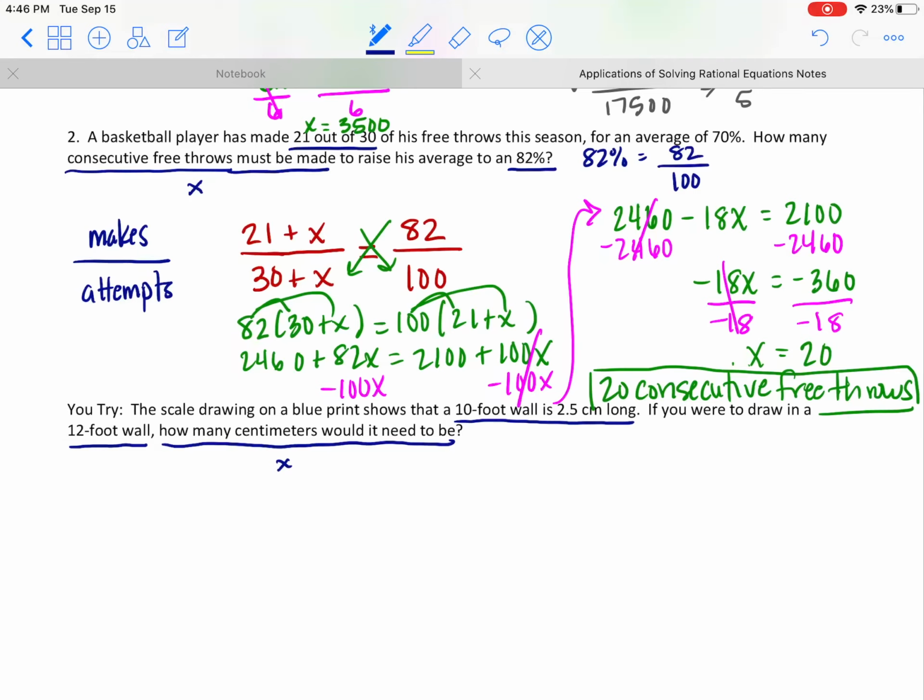So this time, instead of math and business majors or makes and attempts, we have feet and centimeters on this blueprint drawing. So I'm going to go feet versus centimeters for my fractions to make my proportion. And again, if you flipped that, it doesn't matter as long as all of your fractions are matching, so that all these centimeters go together, all the feet go together. It doesn't matter if it's top or bottom.